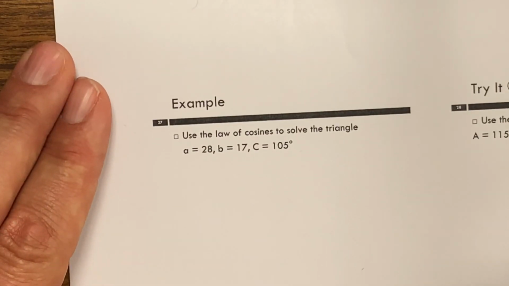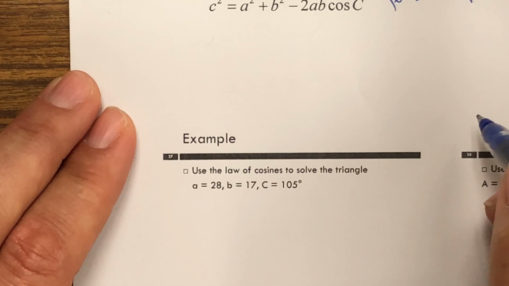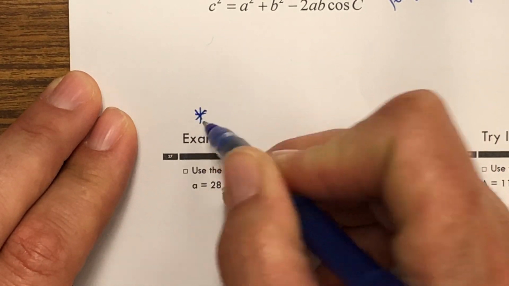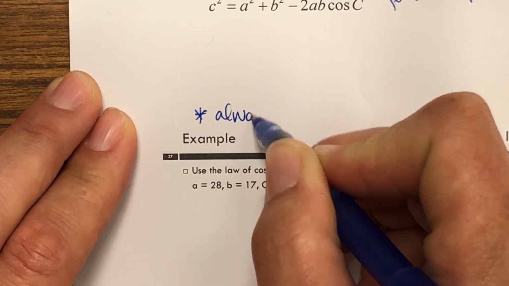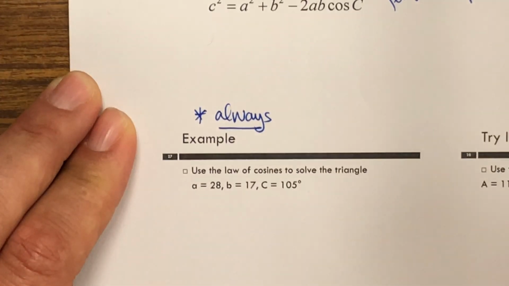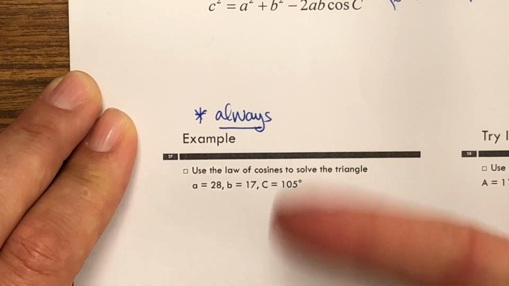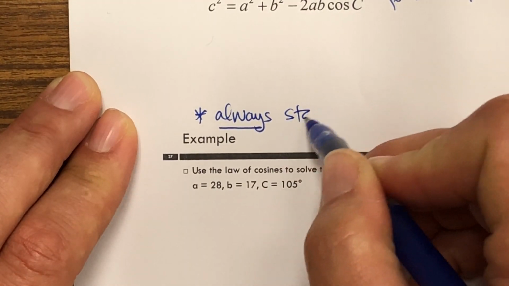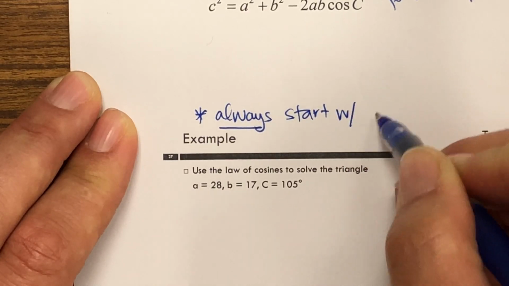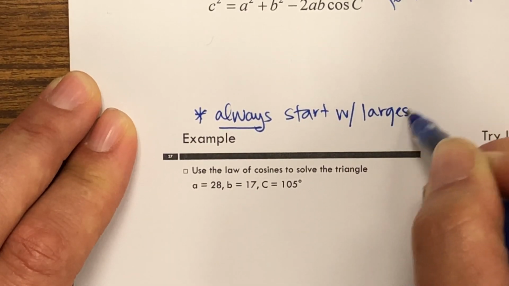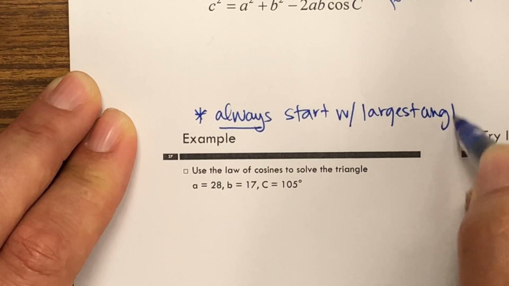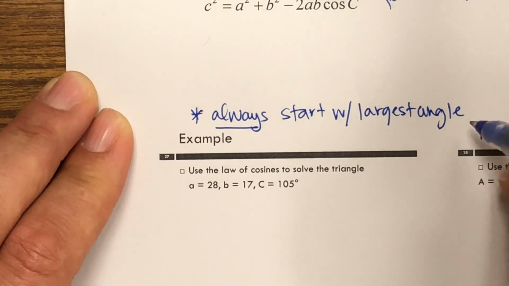Now, here's the most important thing about law of cosines. I'm going to write it above it, and you're going to write it too. And now, I don't throw around words like always very often. So when I do and I underline it, I mean business. Always start with largest angle. We're always going to start with our largest angle.